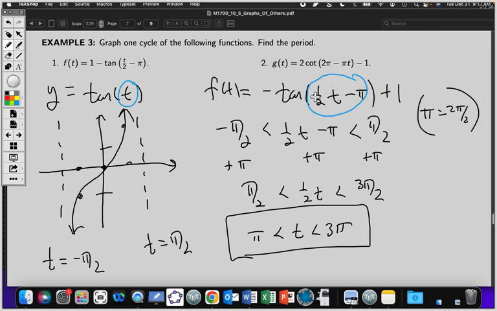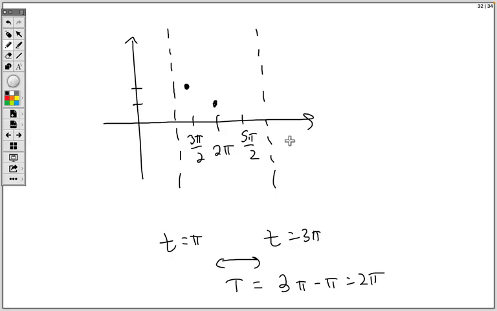Finally, 5 pi over 2. 1/2 of that is 5 pi over 4. Minus 4 pi over 4 gives you positive pi over 4. Tangent of pi over 4 is 1, times negative 1 plus 1. This gets us to 0. And so I connect it using that S shape here. Okay, so that'd be one cycle.